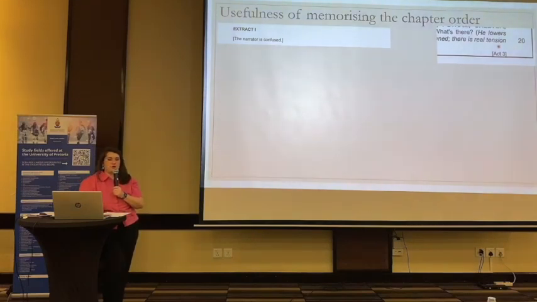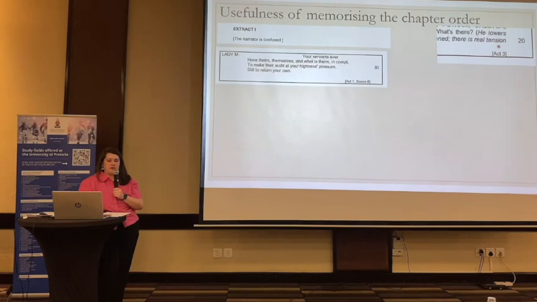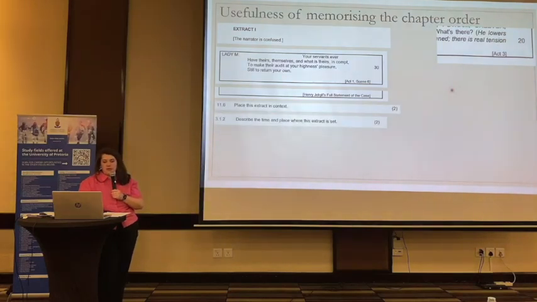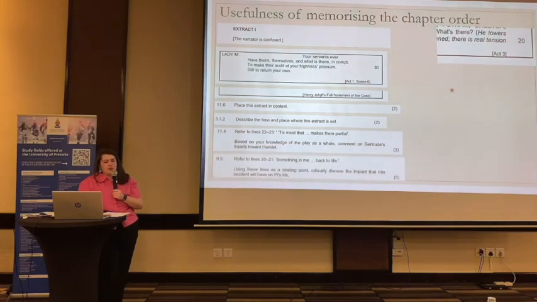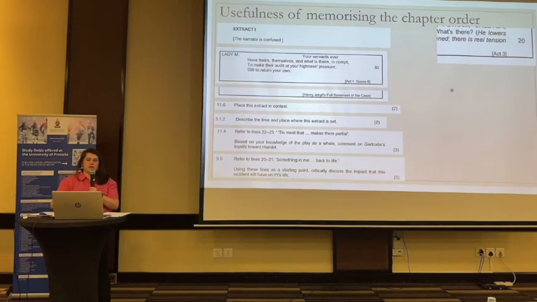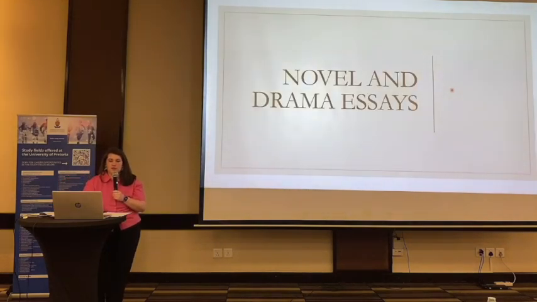So here I've got a short story. The narrator is confused. There I've got some of the examples, the full statements of the case. Okay, look at all these questions. Place this in context. Describe the time and place where the extract is set. Based on your knowledge of the play as a whole, comment on Gertrude's loyalty towards Hamlet. Using these lines as a starting point, critically discuss the impact this incident will have on Pye's life. Do you see how many questions are asked just on plot, and just on the usefulness of memorizing the chapter order? Okay, so it is not useless.